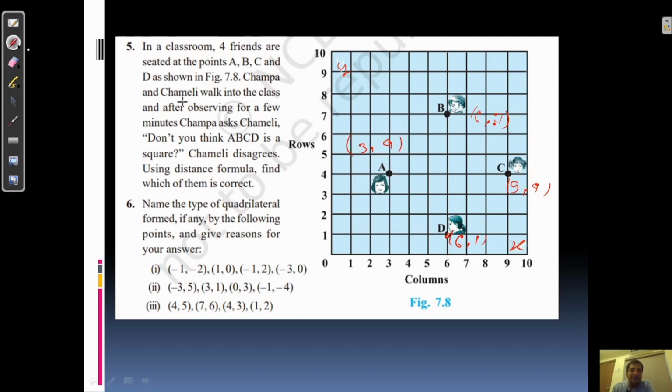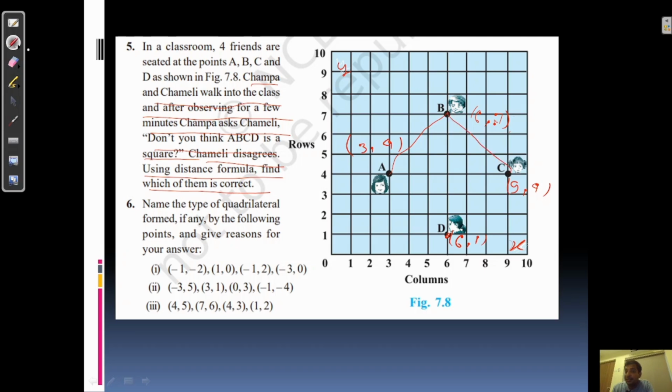Now they are saying Chameli walks into the class, and after observing a few minutes, Champa asked Chameli, "Don't you think ABCD is a square?" Chameli disagrees. Using distance formula, find which of them is correct. So what we are going to do, first we will find distance between them. Now you know this distance formula. I do think you can solve it.